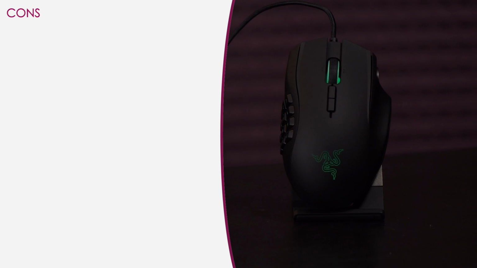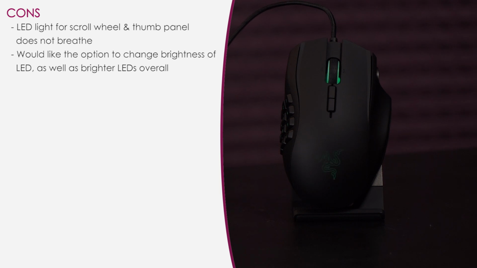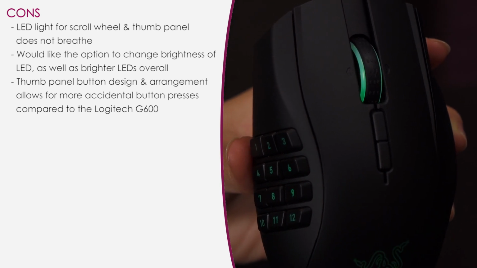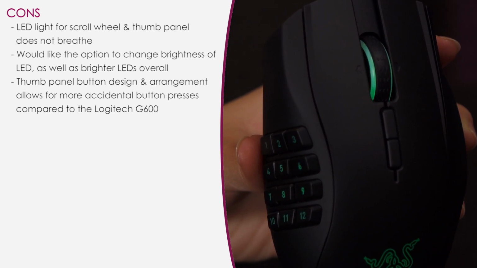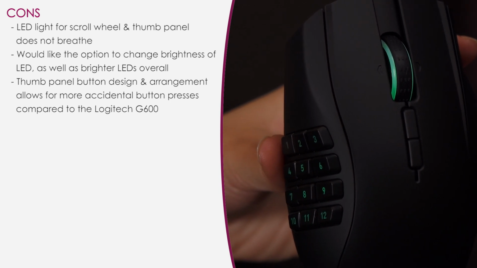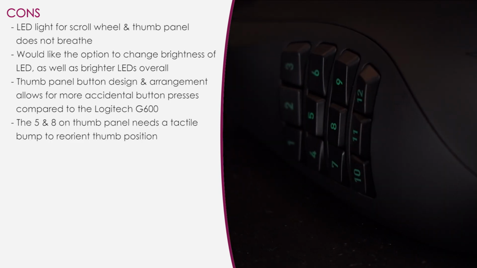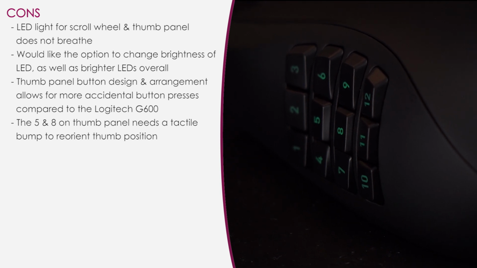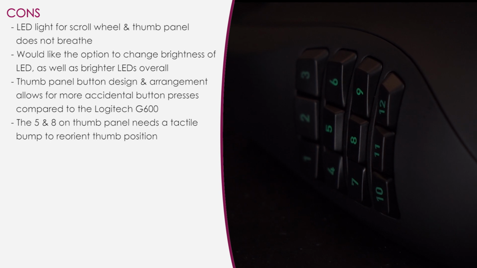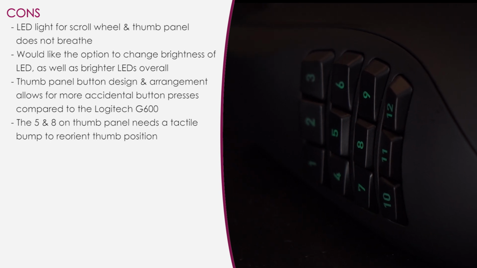Here's a look at the cons. So I would have liked to see the scroll wheel and the thumb panel breathe in conjunction with the logo, and I wish I could change the intensity of the lighting as well as have the LEDs be brighter. Also, the thumb panel design allows for multiple accidental presses, which is unlike the G600 because the setup of their buttons makes it so it's not so easy. And also there are no physical markers at the 5 and 8 on the thumb panel, and I would have liked that to indicate where I am on there.